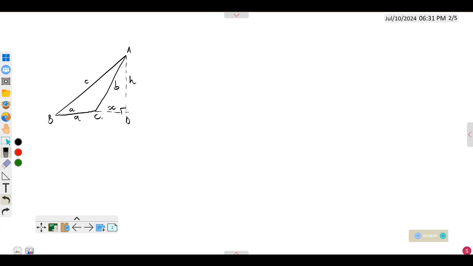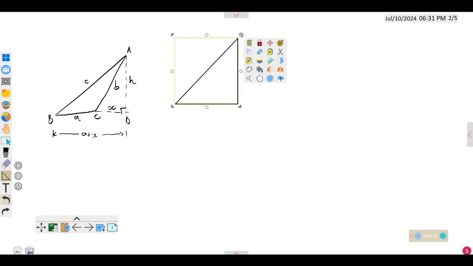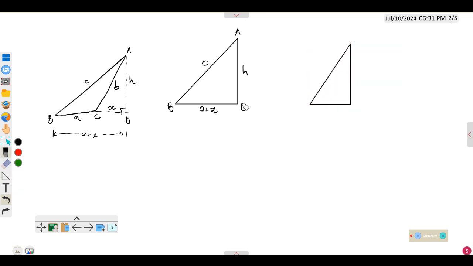Let this side equal x, which means now the whole of BD has to be a plus x. That's the total length of that, which means now you are going to have two right angle triangles. The first one is going to look something like this. It's going to be that triangle A, B, D, whereby this side is a plus x, you have this side as h, you have that as c. And then the other right angle triangle, which is like that, whereby now you have this as x, you have this as a, you have this as d. Remember, these are both right angle triangles.